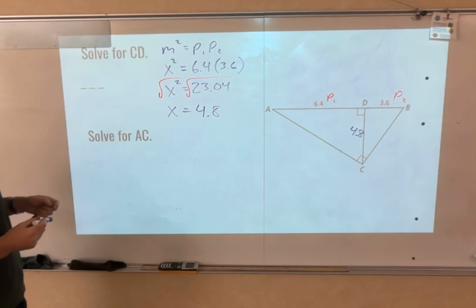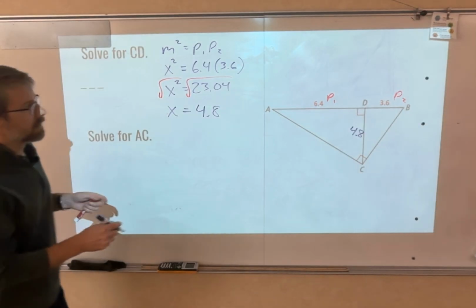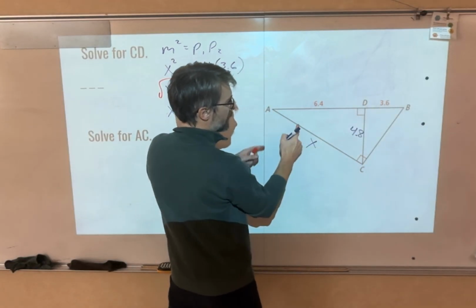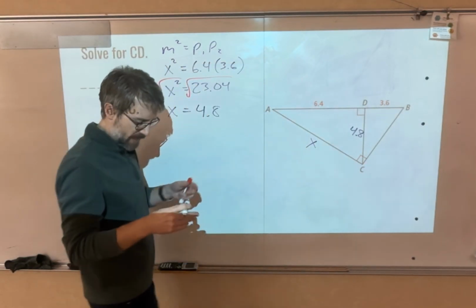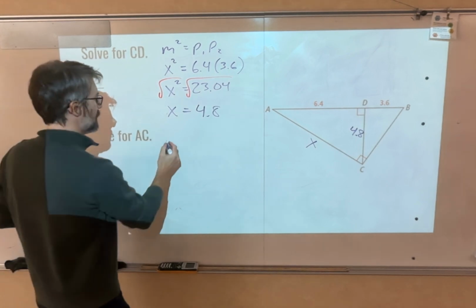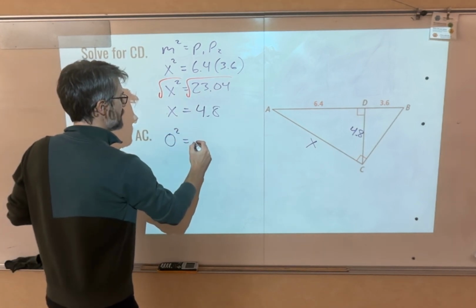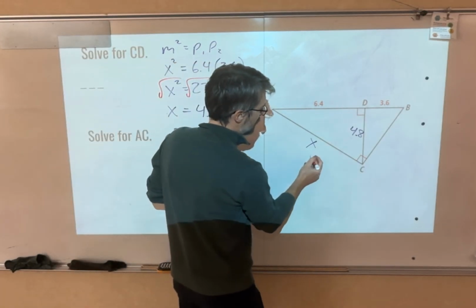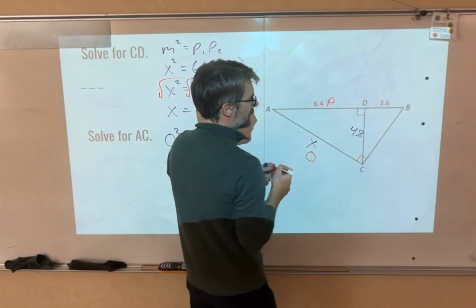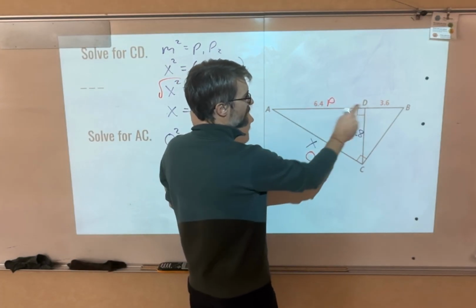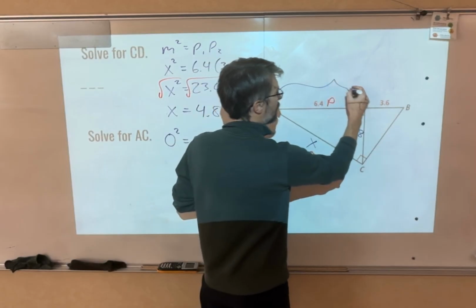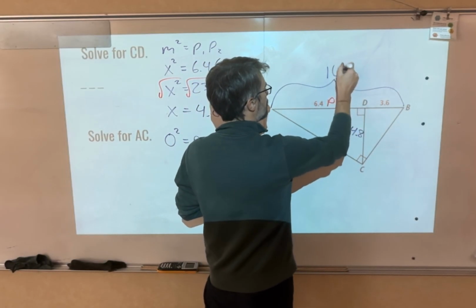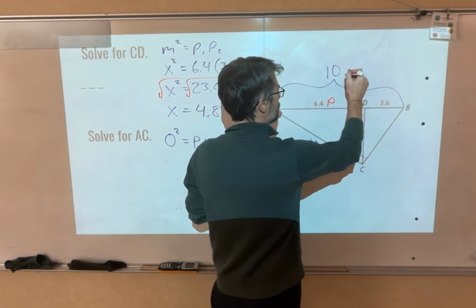All right, with the next one, finding AC. Now, we could use the Pythagorean theorem and use 6.4 and 4.8, but for the heck of it, let's use the outside formula. So that is that O squared is equal to the part times the whole, right? So this is O, this is the part, it's the leg that's connected to it, and then I need to add these two together to figure out what the whole is. And 6.4 plus 3.6, that is 10. And 10 is my W, my whole.